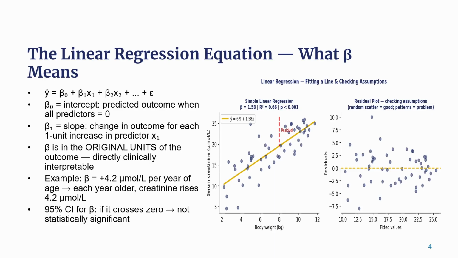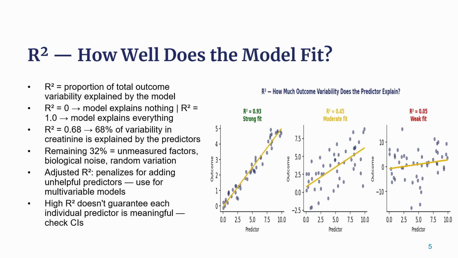The intercept, beta naught, is the predicted outcome value when all predictors equal 0. It often doesn't have a meaningful clinical interpretation on its own, but it anchors the regression line. The confidence interval for each beta coefficient is the range of plausible values for that association. If the CI crosses 0, no effect. The predictor is not statistically significant. This is directly analogous to the CI crossing 1 for odds ratios and hazard ratios.